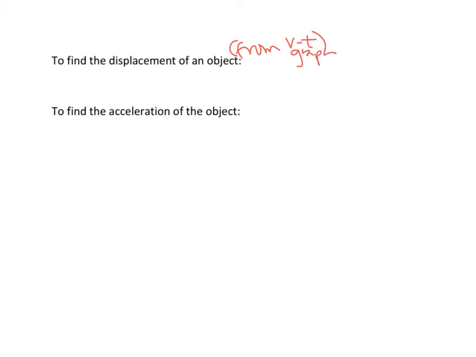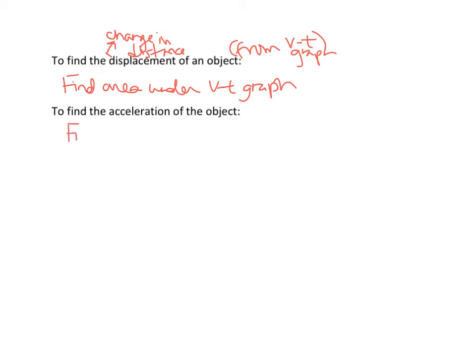So if you have an object, from a VT graph, to find the displacement, and by displacement, I mean the change in distance, you are going to find the area under the graph. That's the first thing. The second thing is to find the acceleration of the object from a VT graph. You are going to find the slope of the line.